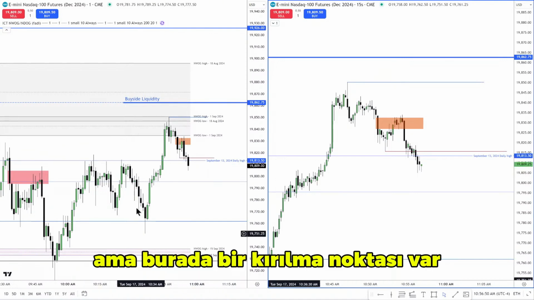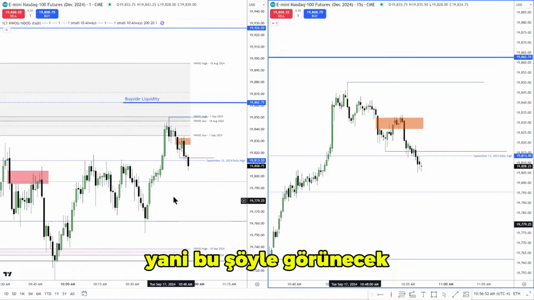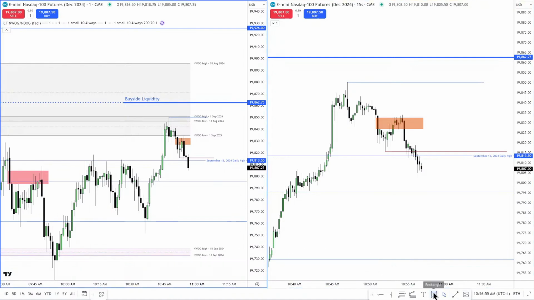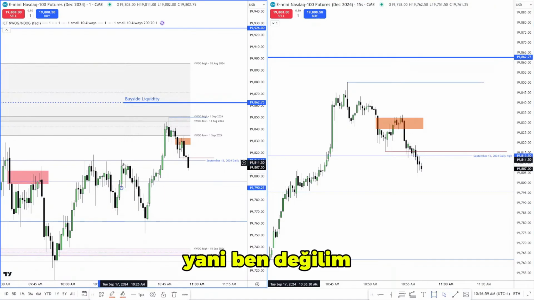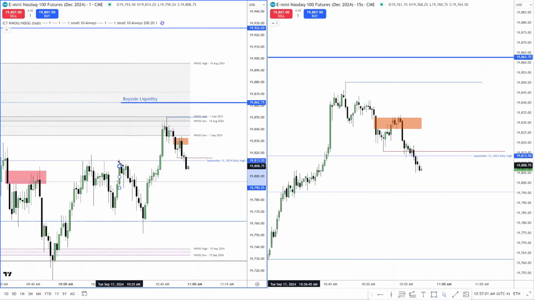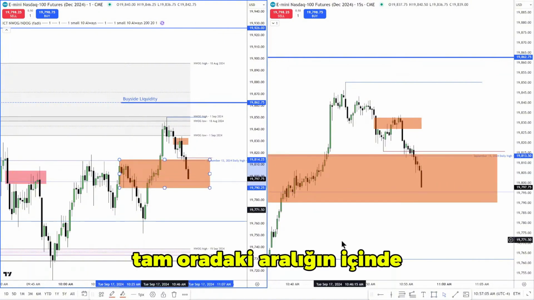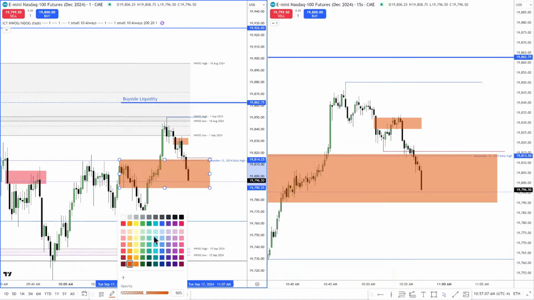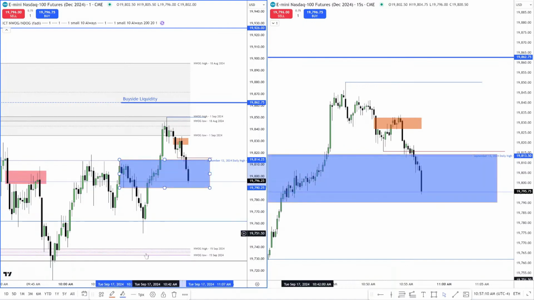But here's a breaker. So that would look like this. So I'm not inside that range right there. Ugh, it's too dark.